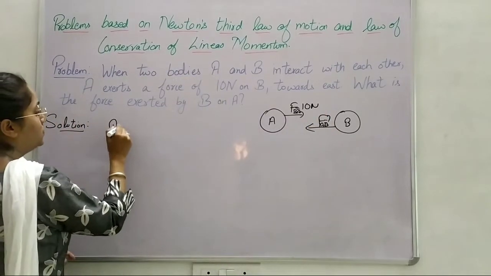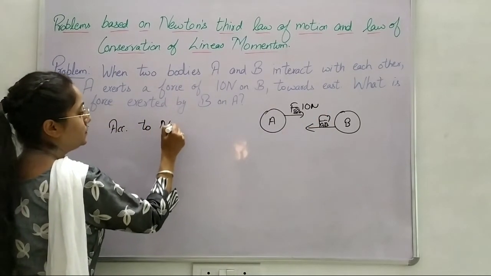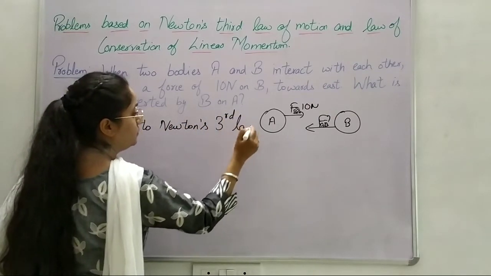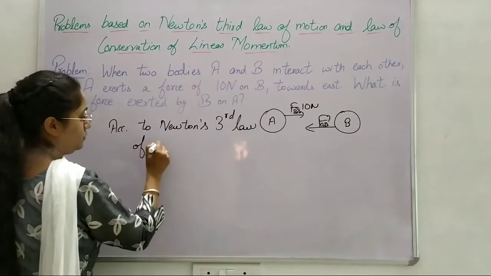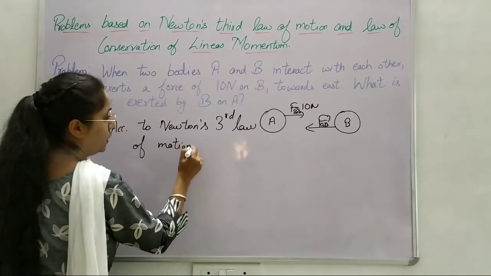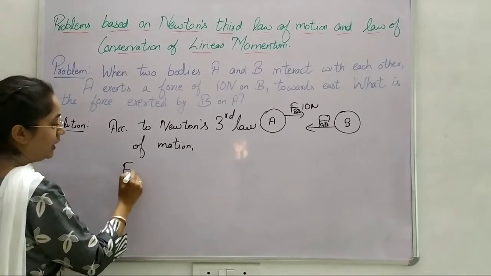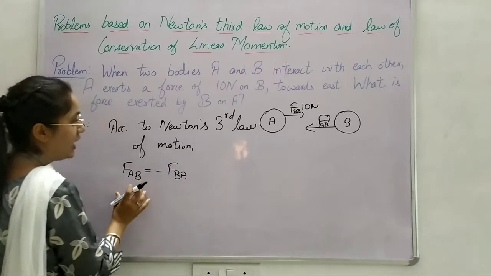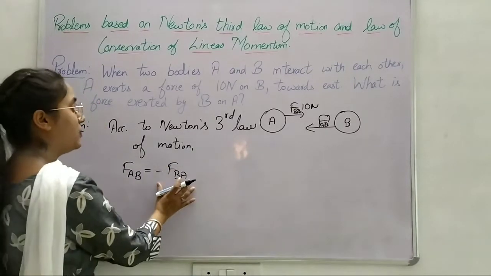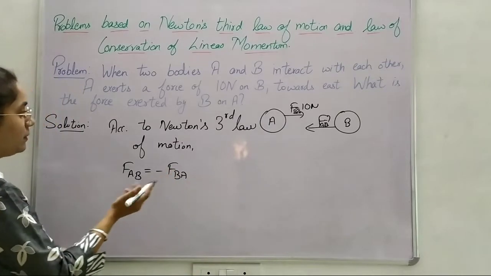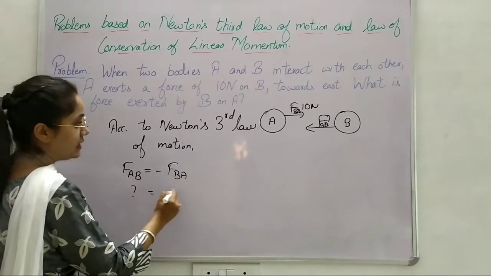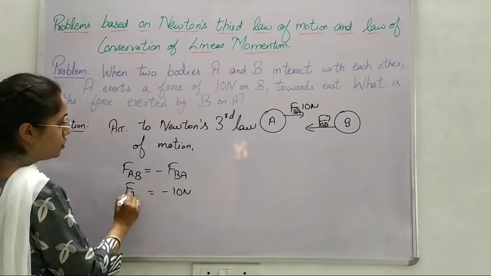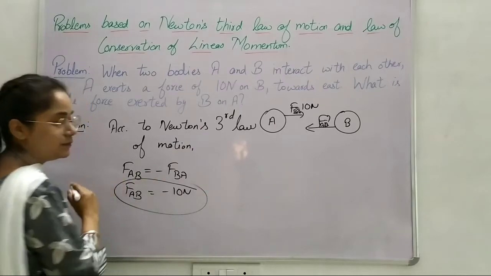Now according to Newton's third law of motion, we are required with FAB is equal to negative of FBA. That means every action has an equal and opposite reaction here. So FAB we have to find, and FBA is 10 Newtons, so FAB is negative 10 Newtons. So here we have the answer.